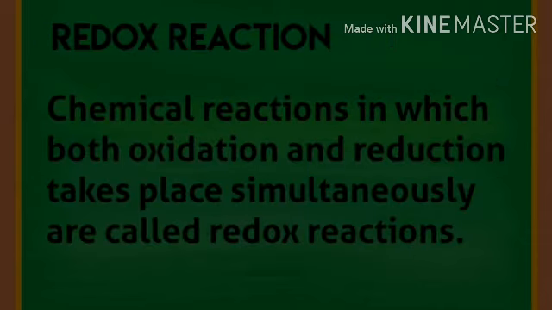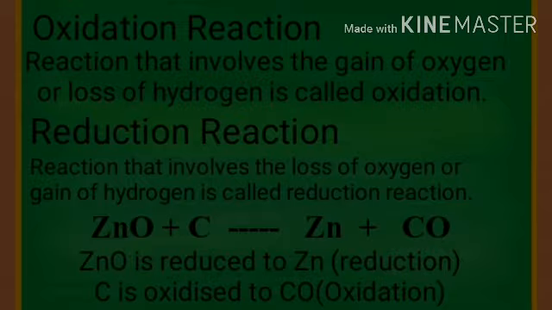Redox reaction. Chemical reactions in which both oxidation and reduction take place simultaneously are called redox reactions. Oxidation reaction. Reactions that involve the gain of oxygen or loss of hydrogen are called oxidation. Reduction reaction. Reactions that involve the loss of oxygen or gain of hydrogen are called reduction reactions. For example, zinc oxide plus carbon gives zinc plus carbon monoxide. Zinc oxide is reduced to zinc and carbon is oxidized to carbon monoxide.